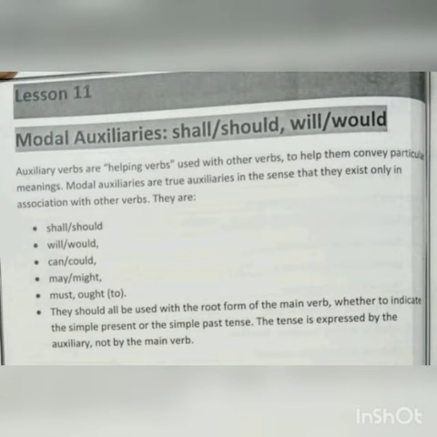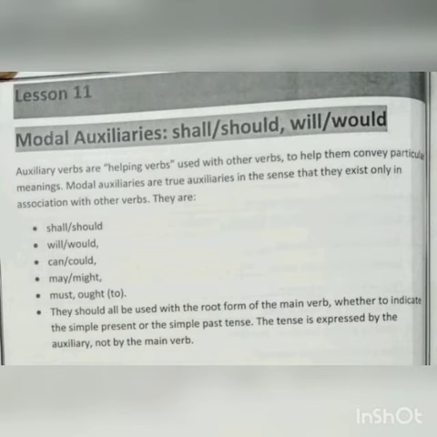Now, my dear, this is page number 70 of your grammar book, lesson number 11. I'm reading it for you, listen very carefully, and I'll also explain to you. Modal auxiliaries: shall, should, will, would. As I've told you, about will and shall we have discussed in detail in the previous lesson. Now we will discuss a few more auxiliaries, mainly should and would.